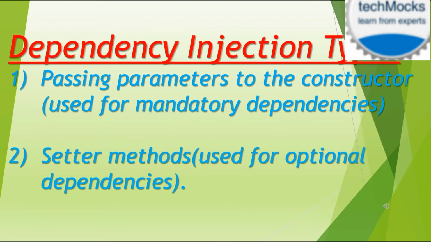Dependency injection can be done in two ways. First one is constructor based. Whenever any mandatory dependencies are required, we can use constructor based, meaning we can pass the parameters and use it. Second way is having setter methods. Whenever any optional dependencies are there, that time we can use setter methods. I will be explaining these two in detail in my later videos.